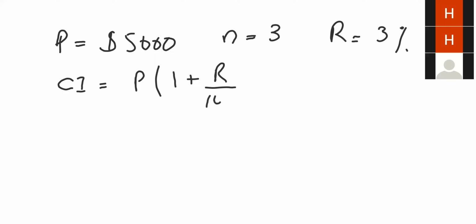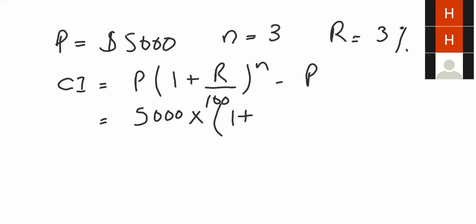Right, the all power N. Very good. So substituting the values of everything, P becomes 5,000 multiplied by 1 plus R, which is 8 over 100, raised to the power N, which is 3, minus the principal amount, which is 5,000 again.